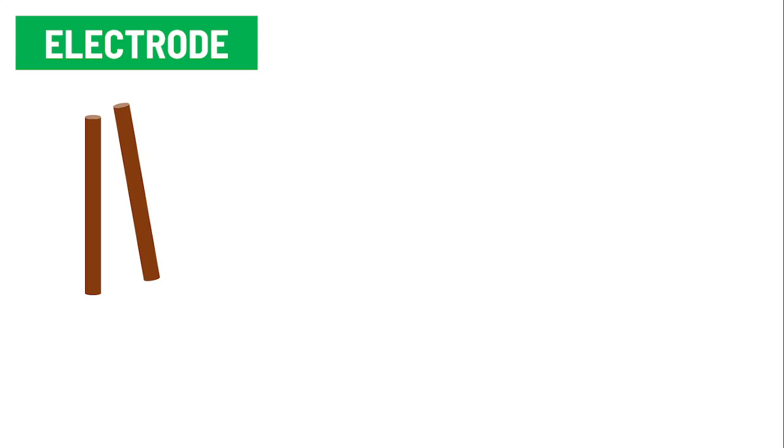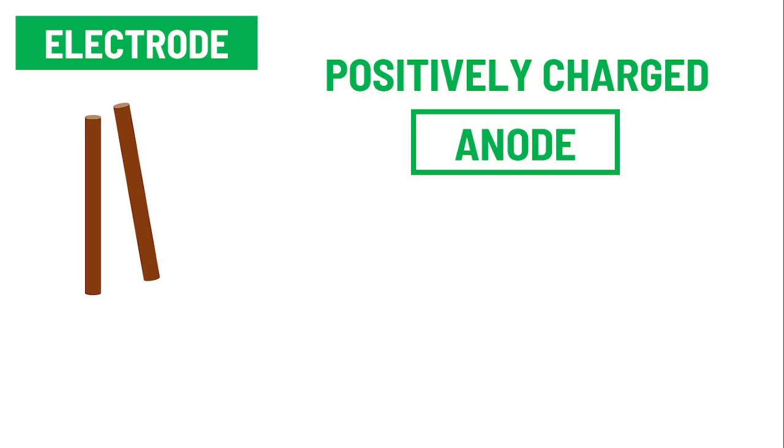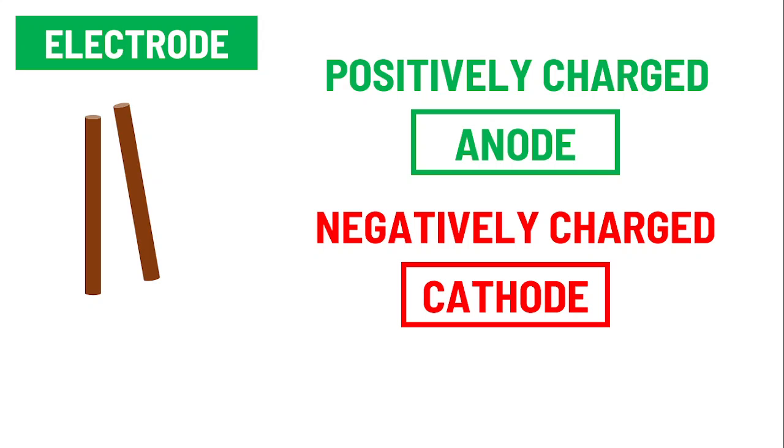An electrode is any conductor of electricity, for example, two copper rods. They're used in the process of electrolysis to allow the flow of electric current. The positively charged electrode is called the anode, and the negatively charged electrode is called the cathode.